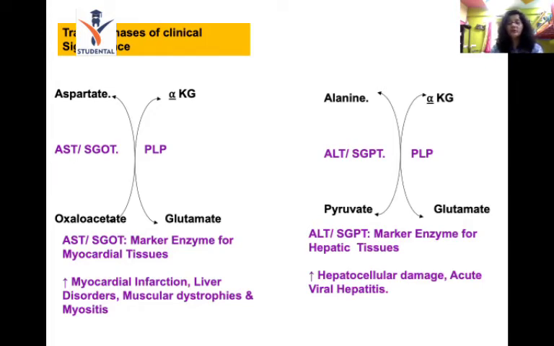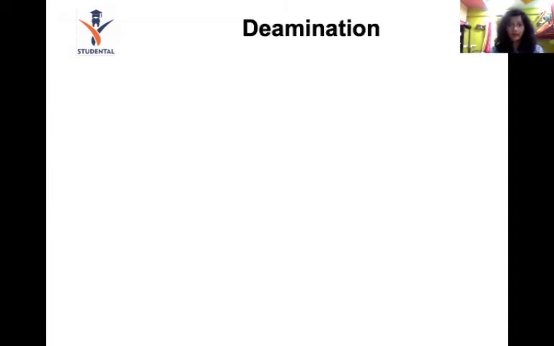Most often, a short note is asked on transamination alone for 3 marks, or even you can get a long question on both processes, transamination and deamination.